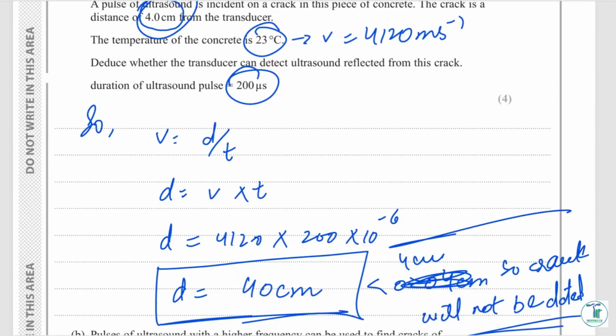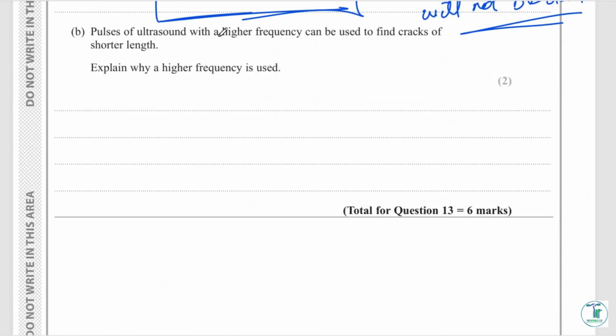And after this, pulses of ultrasound with a higher frequency can be used to find out the cracks of the shorter length. Now you can easily see that if you've got a higher frequency, you should have a lower wavelength. And if you have got the small wavelength that is comparable to the length of the cracks, only in that case will it be visible, right? Remember that for something to be detected, the wavelength should be comparable to the distance.